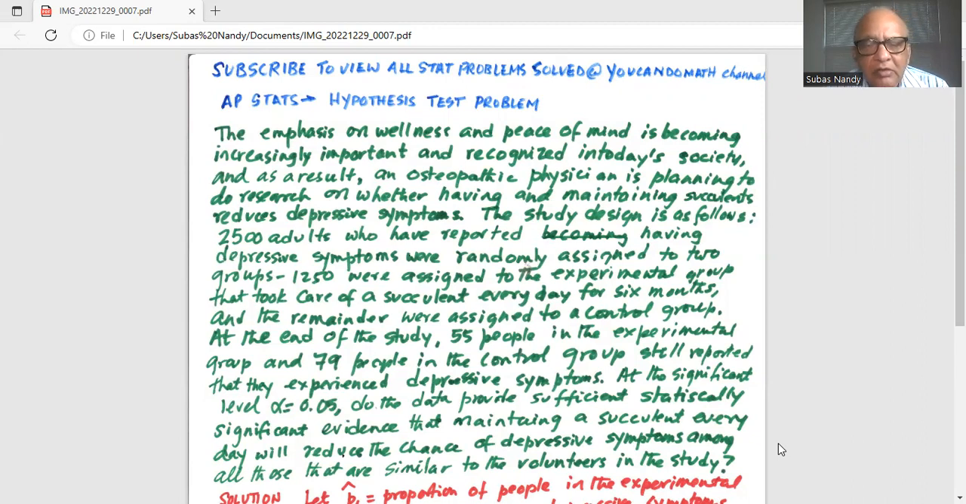At the end of the study, 55 people in the experimental group and 79 people in the control group still reported that they have depressive symptoms. At a significance level of alpha equal to 0.05, do the data provide statistically significant evidence that maintaining a succulent every day will reduce the chance of depressive symptoms among all those that are similar to the volunteers in the study?